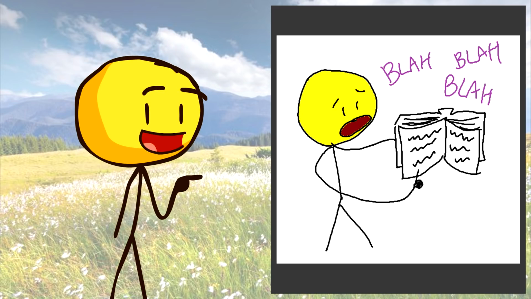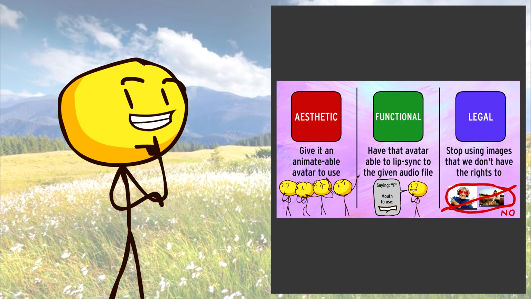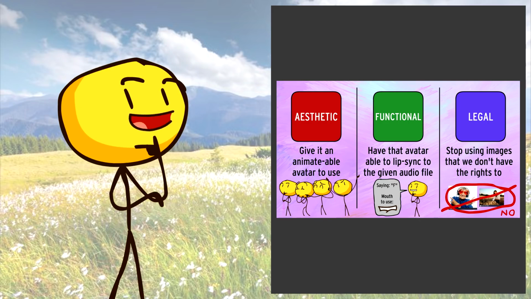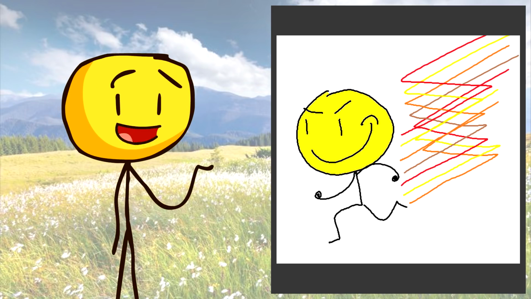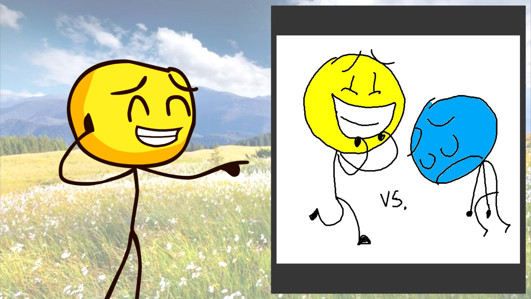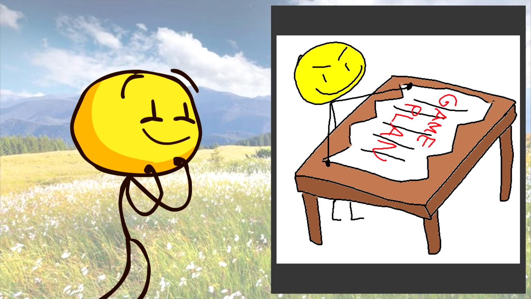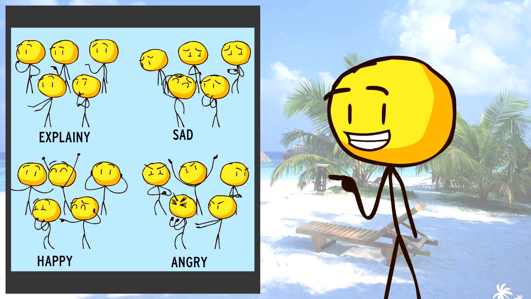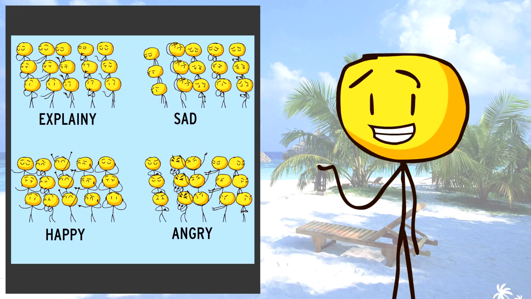Okay, back to explaining. As a reminder, we had 3 areas to target: aesthetic, functional, and legal. For aesthetics, I wanted a new animated avatar, so that means I need to draw some new assets. This avatar should be emotive, so here was my game plan. Choose 4 different emotions. Each of those has 5 poses, and each of those has 3 levels of blinking.